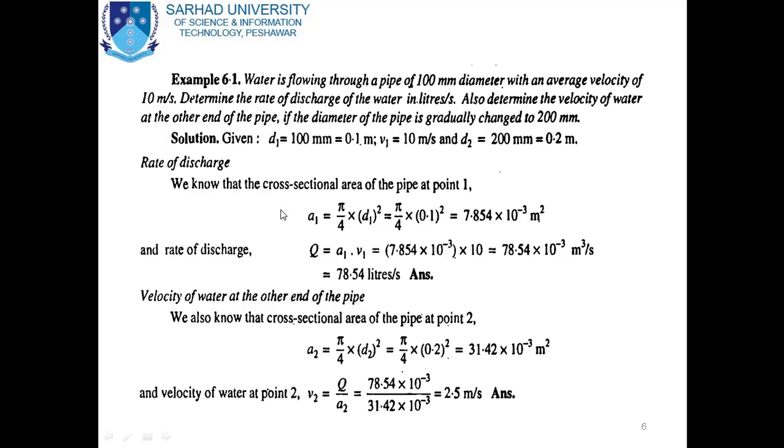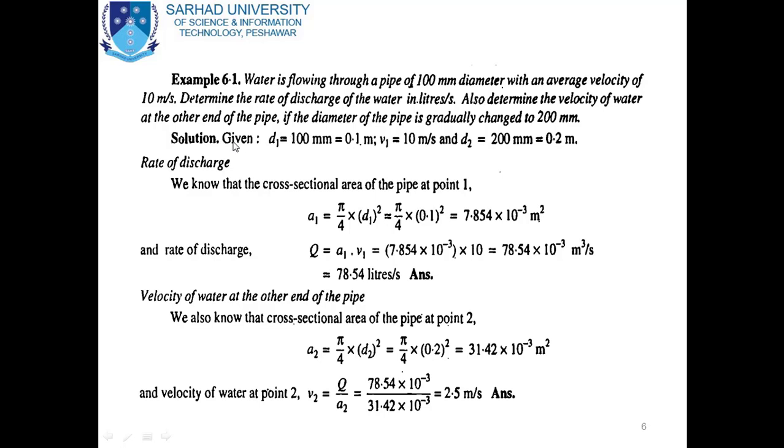The statement of the example is: water is flowing through a pipe of 100 mm diameter with an average velocity of 10 meters per second. Determine the rate of discharge of the water in liters per second. Also determine the velocity of water at the other end of the pipe if the diameter of the pipe is gradually changed to 200 mm. So initially water is flowing through a pipe of 100 mm diameter and the average velocity of flow is given, which is 10 meters per second. We have to find the rate of discharge of the water in liters per second. Also we have to determine the velocity of water at the other end of the pipe if the diameter of the pipe is changed from 100 to 200 mm.